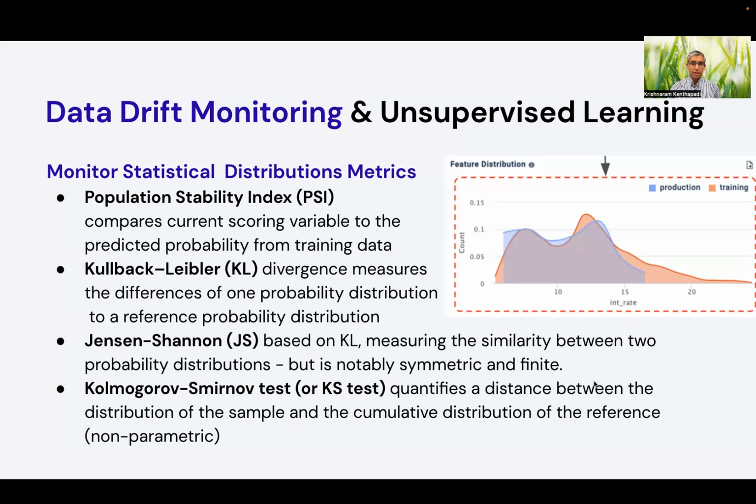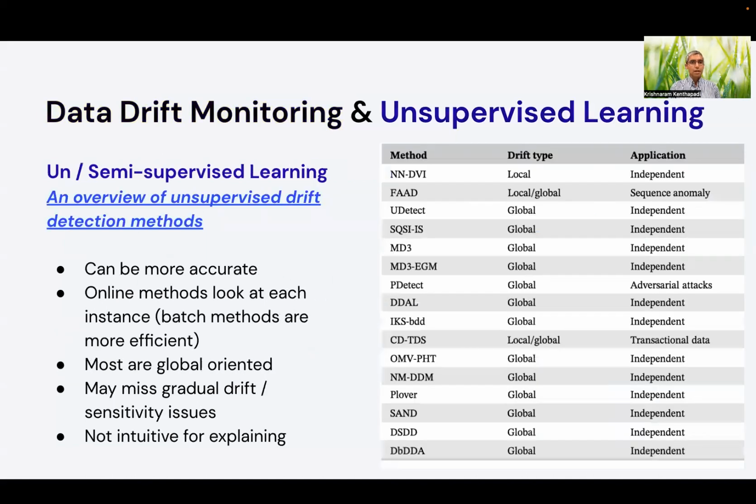Next, let's consider the setting where we may have unsupervised learning settings. Once again, I would not be going into the details, but I refer you to this article, which provides an overview of unsupervised drift detection methods. There are different types of trade-offs of this class of methods. They can often be more accurate, but they tend to provide an overview of the global picture, and as a result, they may miss gradual drift or sensitivity issues associated with the model. In addition, often this class of methods may not be easy to explain to a non-technical user, such as a business or decision maker.